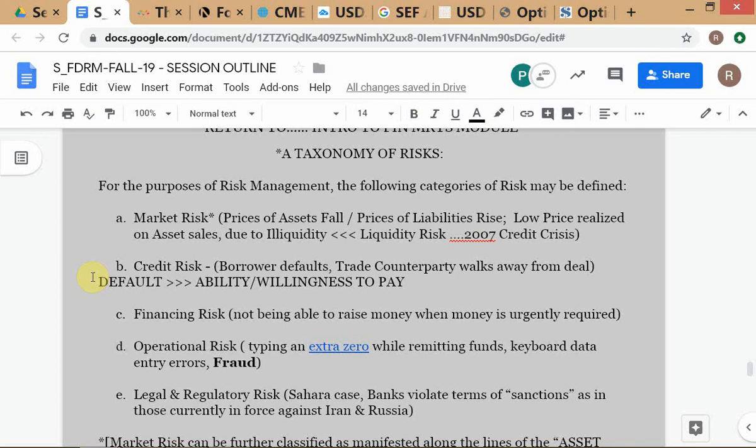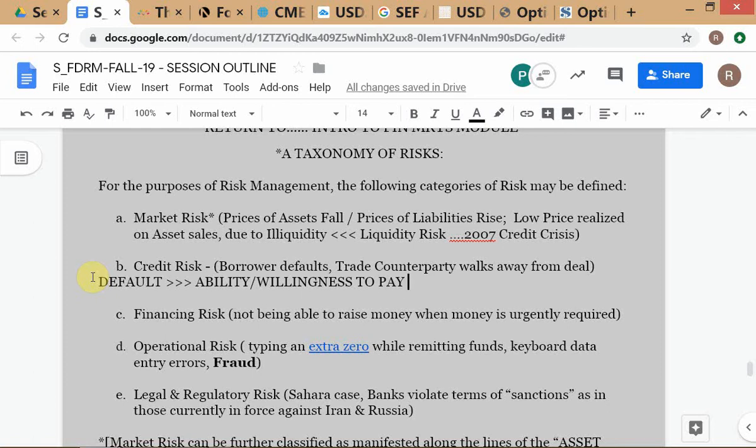So this default could be driven by unwillingness to pay. It could relate to the willingness to pay or lack of it, or it could also relate to ability, like you're genuinely out of funds, like Lehman Brothers. Basically, eventually they were not in a position to pay. The question of willingness did not arise. They didn't have the money to pay.